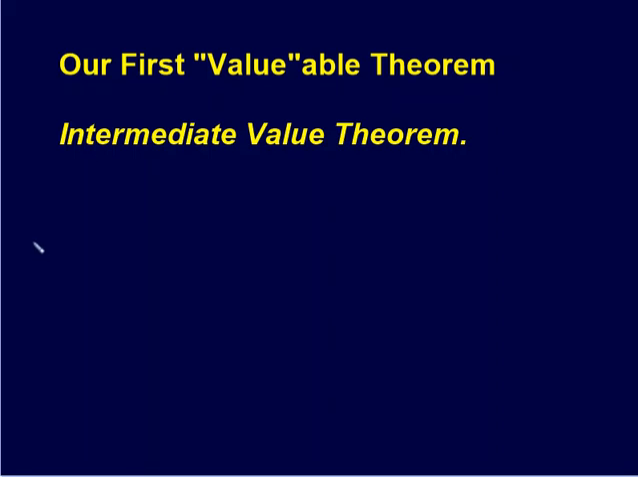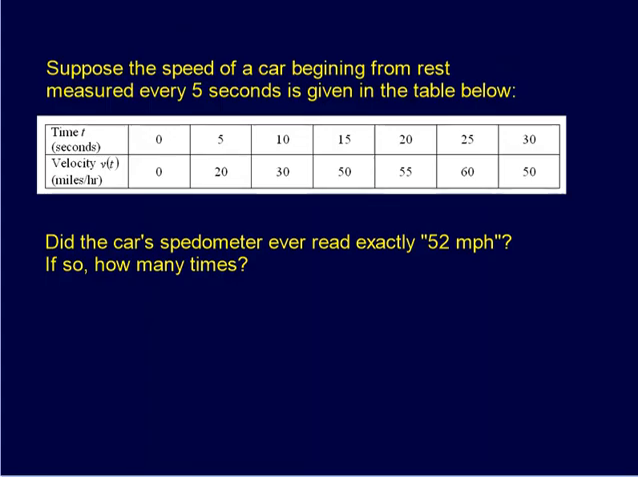We're now going to examine a feature that all continuous functions have, and it's outlined in what I call our first valuable theorem. I call it that because it has the word value in it. It's called the intermediate value theorem. And I'd like to demonstrate the principle first with an idea that we use almost every day, the idea of driving in a car and looking at the speedometer.